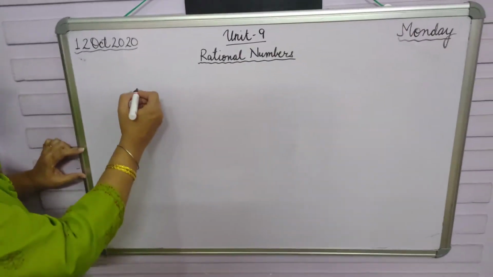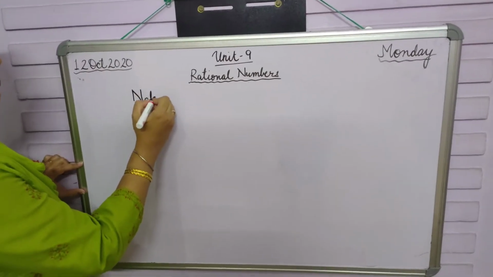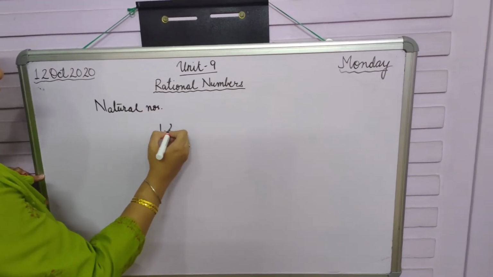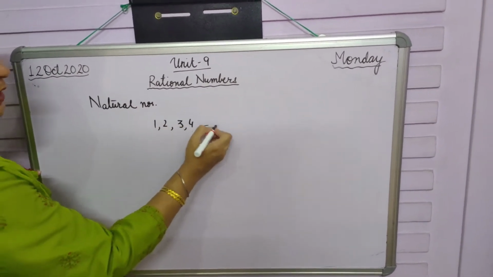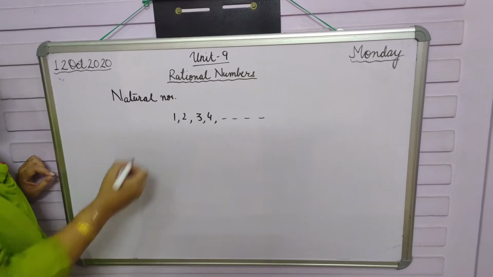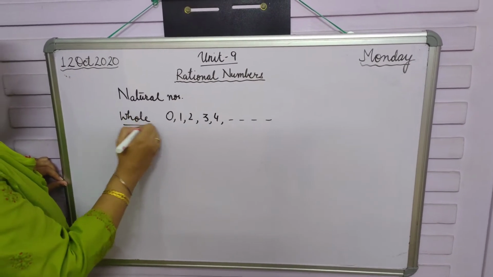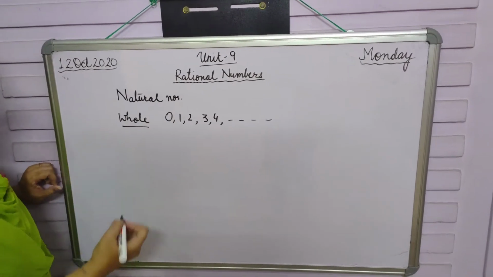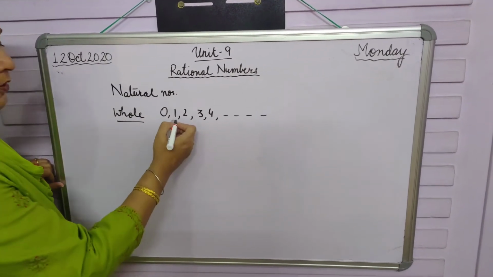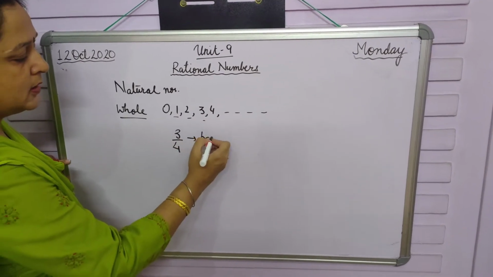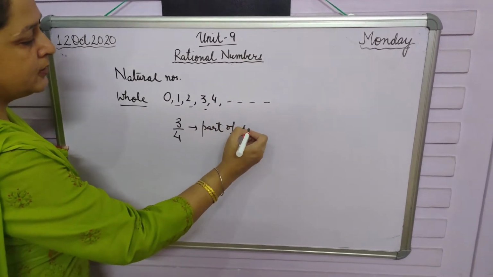Till now, in lower classes, you have studied about natural numbers, and natural numbers start from 1 and therefore these are known as counting numbers also. If we add 0 to that, then these become whole numbers. Then we had another set of numbers which were not whole, that means fractions, where fractions means part of something.